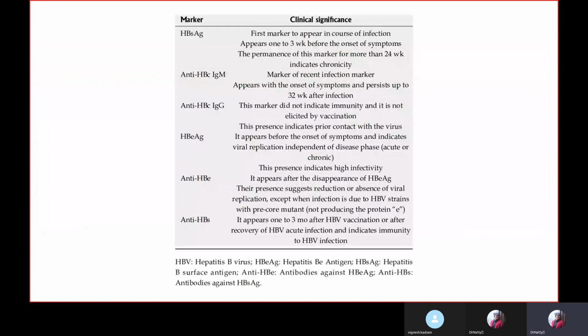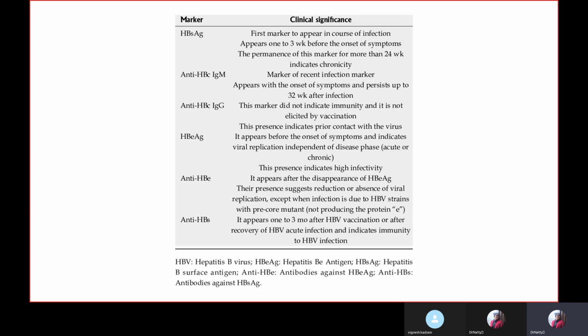Now this slide is a very important slide because there are certain serum markers which indicate certain clinical significance for hepatitis. So here, if you see the HBsAg marker, HBsAg is the first marker to appear in a hepatitis infection. It usually occurs 1 to 3 weeks before the onset of any clinical symptoms. And if the HBsAg marker is there for more than 24 weeks, it indicates a chronic infection. So HBsAg in a broad term means there is presence of infection.